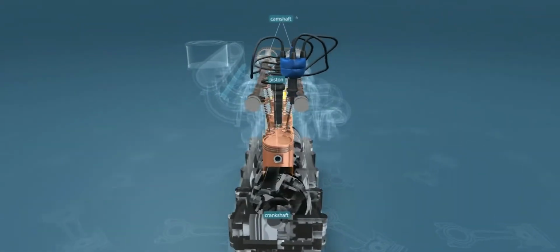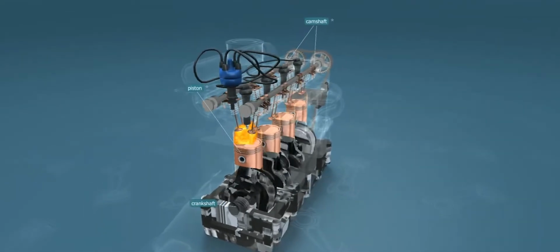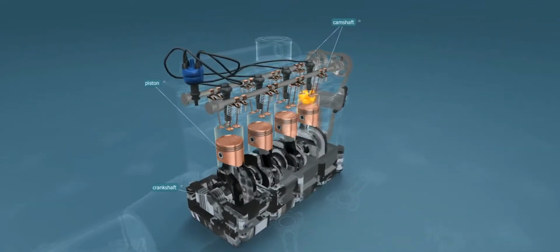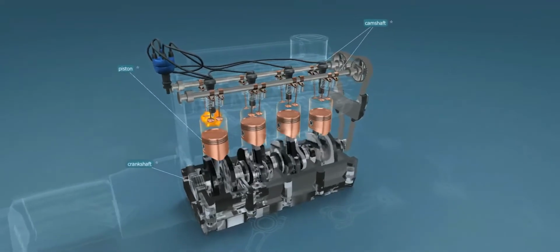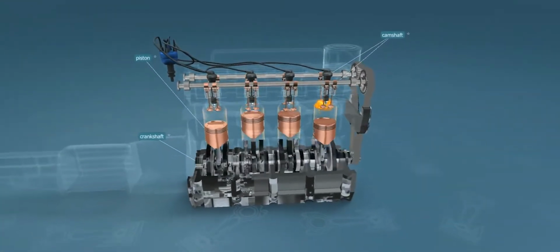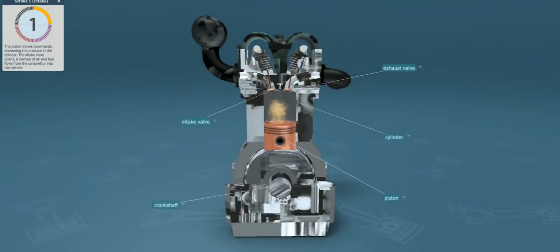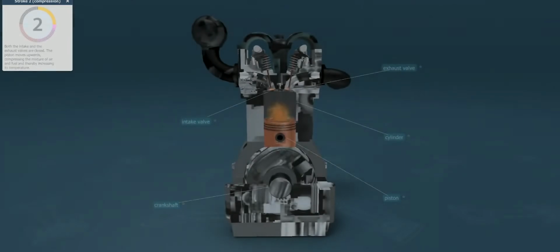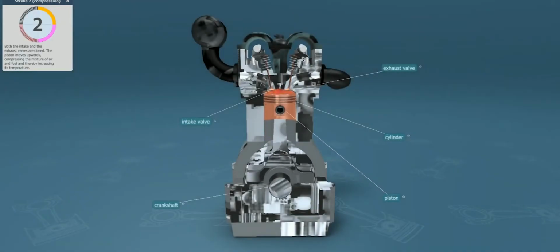The crankshaft drives the drive shaft and the camshaft through the timing belt. The camshaft operates the valves, which ensure fuel intake and the expulsion of exhaust gases through a coordinated rhythmic opening and closing. The first stroke is intake. The piston moves downwards, decreasing the pressure in the cylinder. The intake valve opens and a mixture of air and fuel flows from the carburetor into the cylinder.